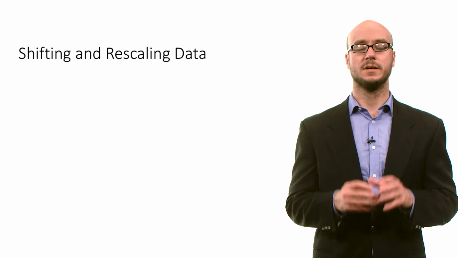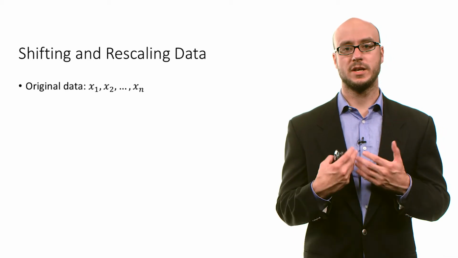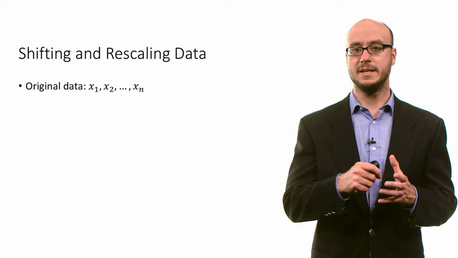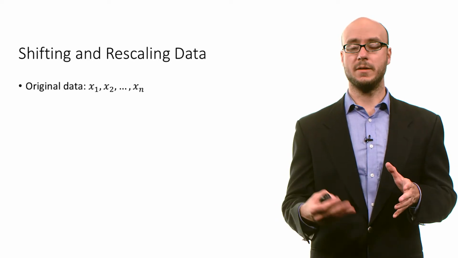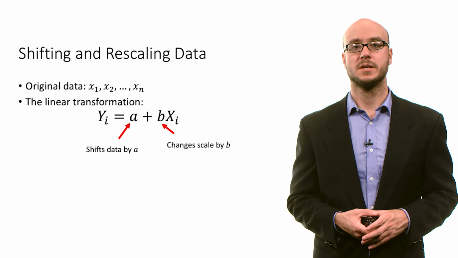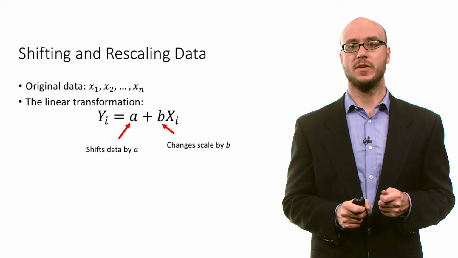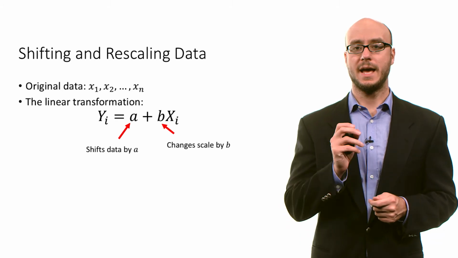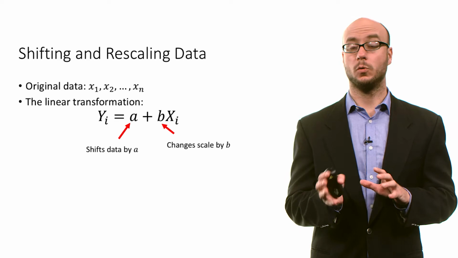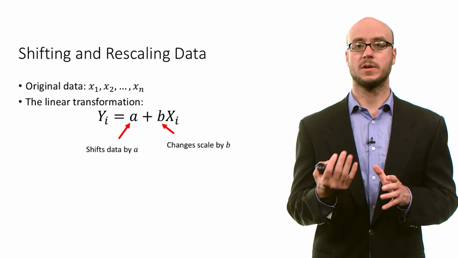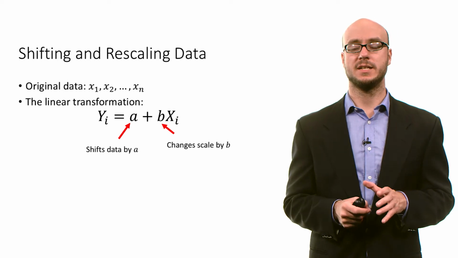So let's look at linear transformations first: shifting and rescaling data, what that means. Suppose we have some x variable and we can index the observations of this x variable from 1 to n, where n is the total sample size. We can conduct a linear transformation of this x variable by multiplying x by some value, some weight b, and then adding or subtracting some constant a. This is simply shifting and rescaling the data.